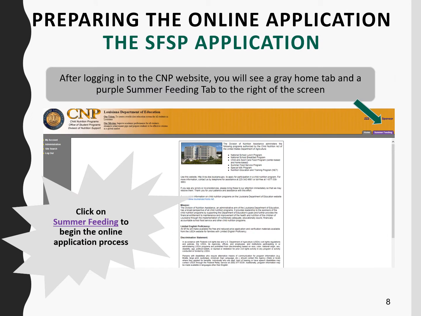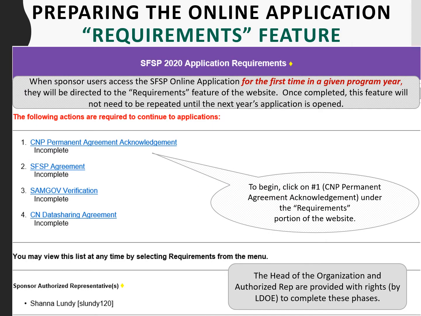After logging into the CMP website, you will see a gray Home tab and a purple Summer Feeding tab to the right of the screen. Click on Summer Feeding to begin the online application process. When sponsor users access the SFSP online application for the first time in a given program year, they will be directed to the Requirements feature on the website. Once completed, this feature will not need to be repeated until the next year's application is open.